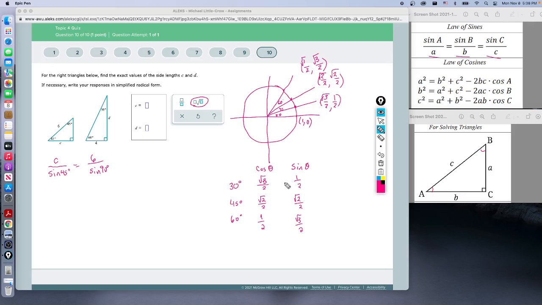Okay, so sine of 45 degrees is going to be square root of 2 over 2. So we get that c divided by square root of 2 over 2 is equal to 6.